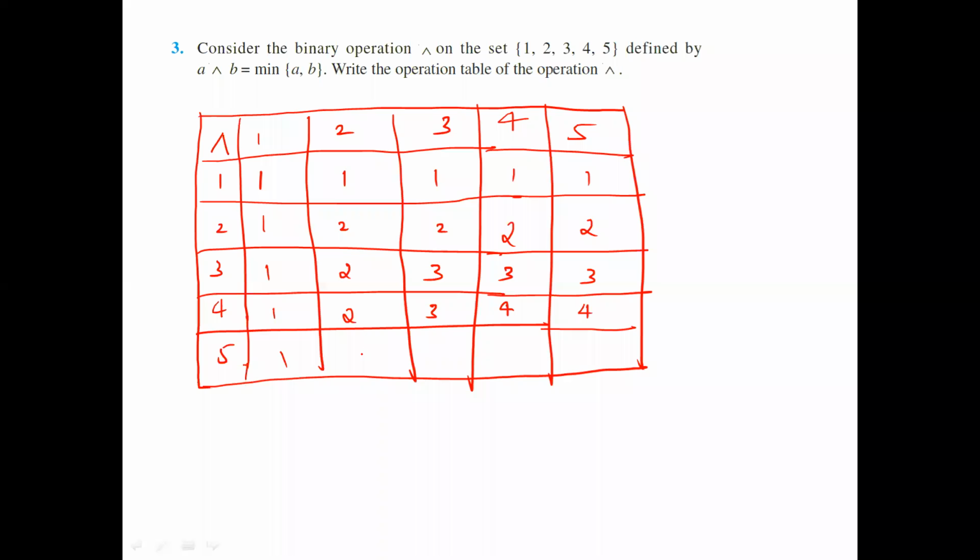Next 1, 2, 3, 4, 5. So this is the required table. I'll repeat once again. In the table I just compare: 1 and 1, what is the minimum value? 1. 1 and 2, again 1. 1 and 3, 1. 1 and 4, 1. 1 and 5. So this entire first row is 1. After that we get 1 2 2 2, 1 2 3 3 3, 1 2 3 4 4, 1 2 3 4 5. So this is the required answer. Write this one. Okay, move to the next slide.